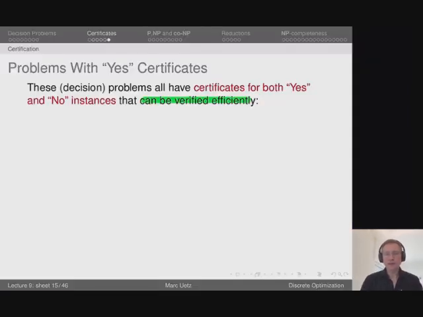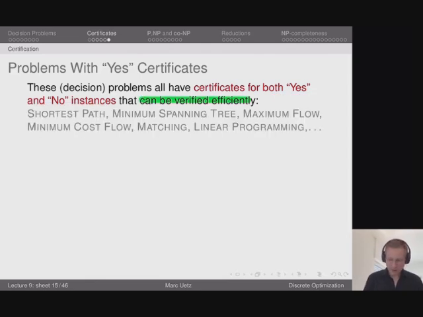All right, so we have seen a handful of problems for which it was even possible to certify efficiently both yes and no instances. The examples that I went through were the maximum flow problem, the matching problem, and linear programming. And this list could be extended a little bit further. It would also include the shortest path problem, for instance, or the minimum spanning tree problem, and also the minimum cost flow problem. So those are all problems for which certification of yes and no instances is possible.